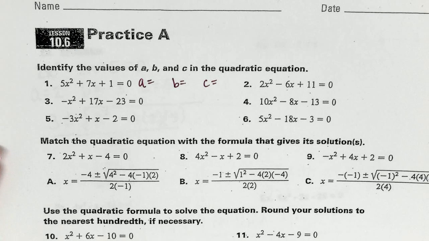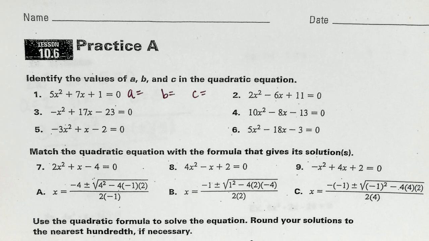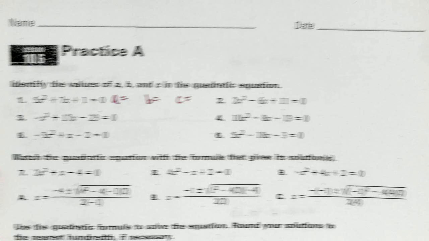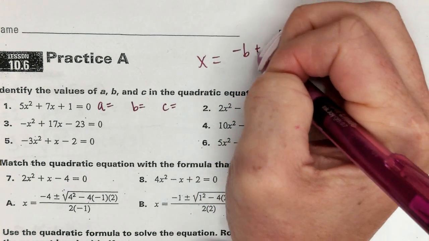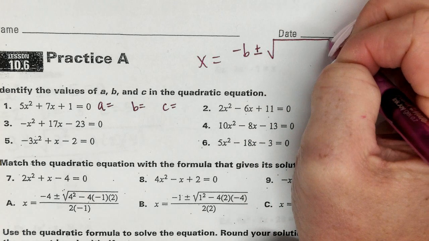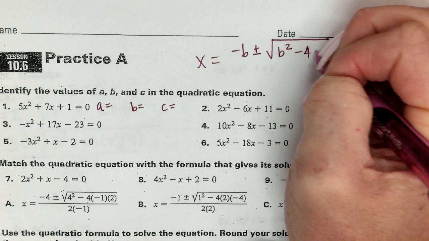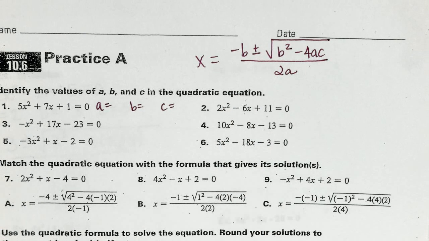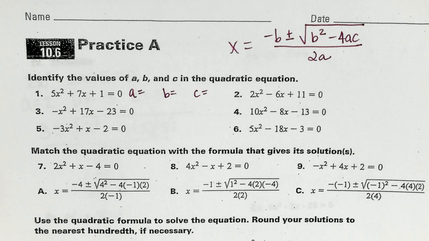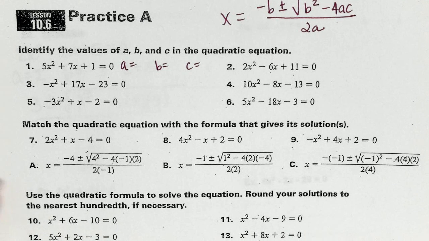Now at the top of your paper, when we solve today, we're going to use the quadratic formula. So let's write the formula down so that you don't have to go find it. So x equals negative b plus or minus the square root of b squared minus 4ac all over 2a. On 7 through 9, it just wants you to match the equation with which one is set up correctly for it.